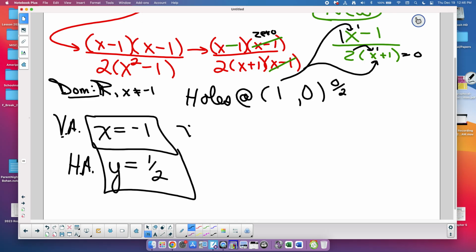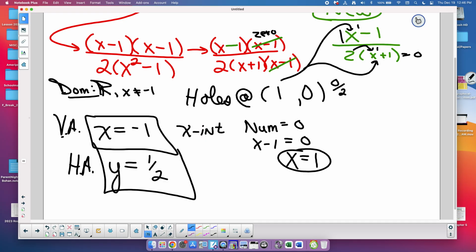Okay, x-intercepts. How do you get the x-intercept? Set the numerator equal to 0. What's the numerator? X minus 1 equals 0, but that means x equals what? 1. So the x-intercept is 1, 0. But guys, look at 1, 0 here. We called 1, 0 a hole. So yes, it's the x-intercept, but it's a hole. It's a hole right here.